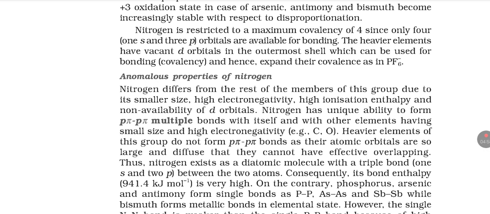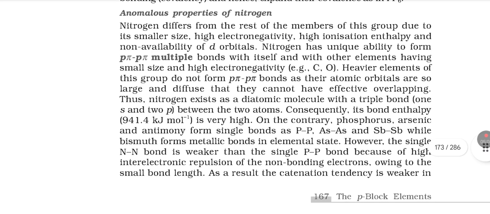Nitrogen is restricted to a maximum covalency of 4 since only 4 orbitals are available for bonding. Anomalous properties of nitrogen. Nitrogen differs from the rest of the members of this group due to its smaller size, high electronegativity, high ionization enthalpy, and non-availability of d orbitals. Nitrogen has a unique ability to form p-pi p-pi multiple bonds with itself and other elements having small size and high electronegativity.